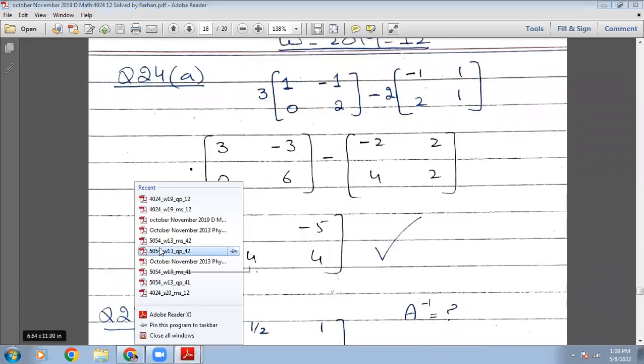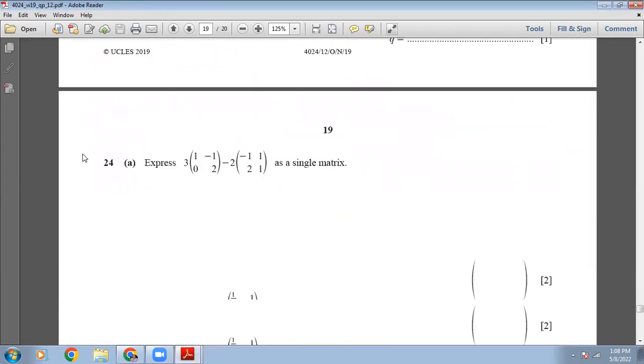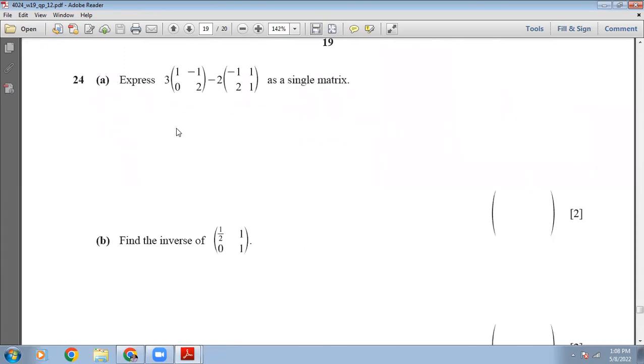Okay, so we are going to the next question. The next question coming up on your screen is question number 24. Two matrices are given, they are subtracting from each other, and we have some numbers outside those matrices which are multiplying. So there's 3 times 3, 3 -3, 0, 6. Don't take this negative inside. Keep this negative outside, just take the 2 inside. So you will have -2, 2, 4, and 2. And then you can subtract them.